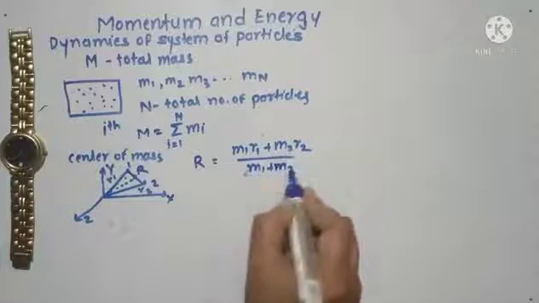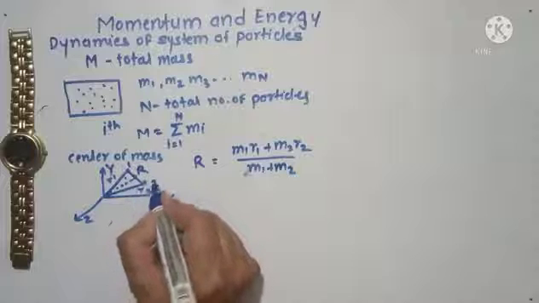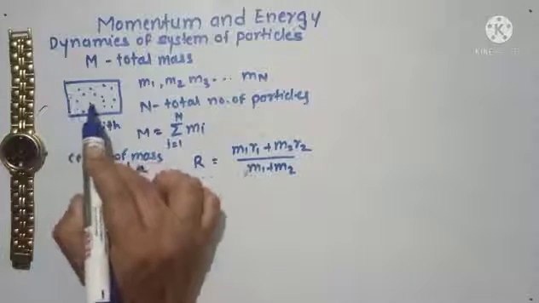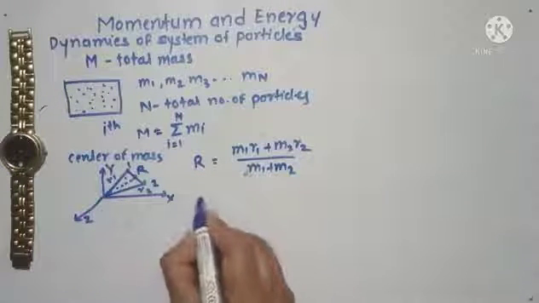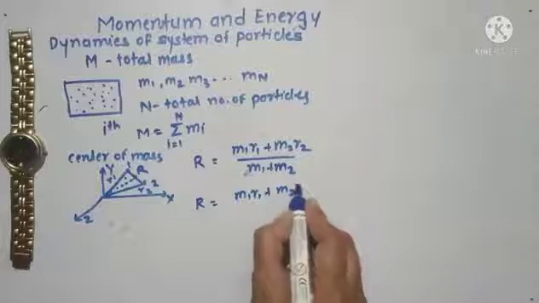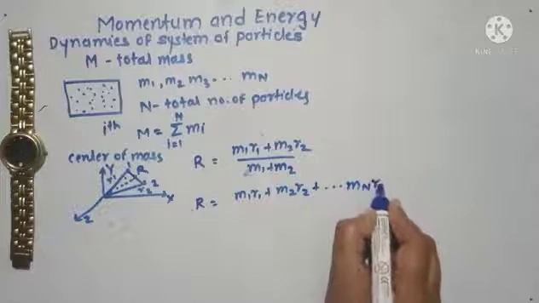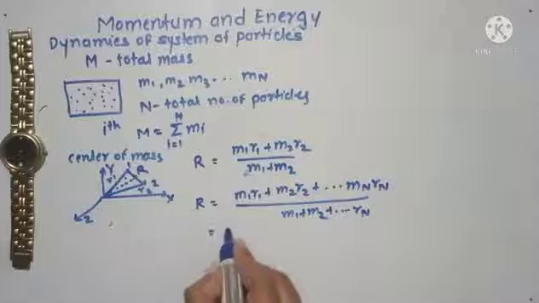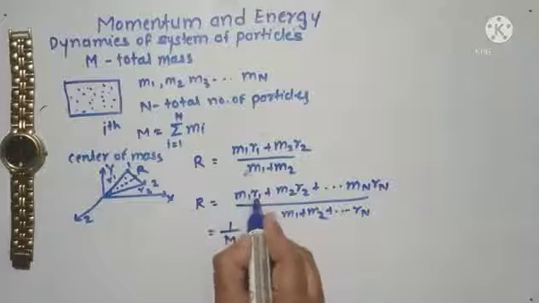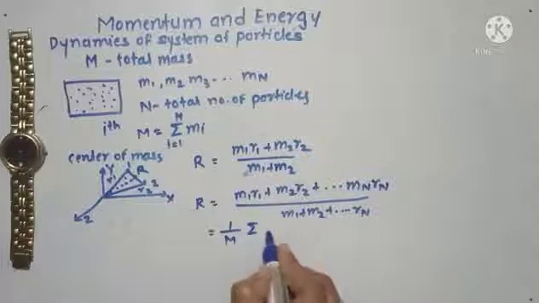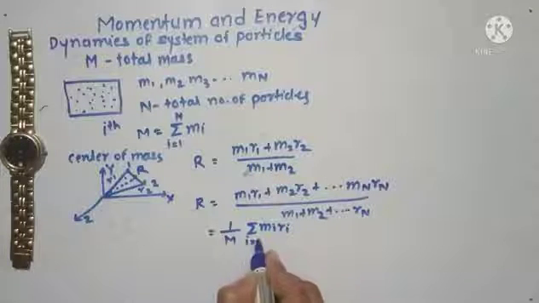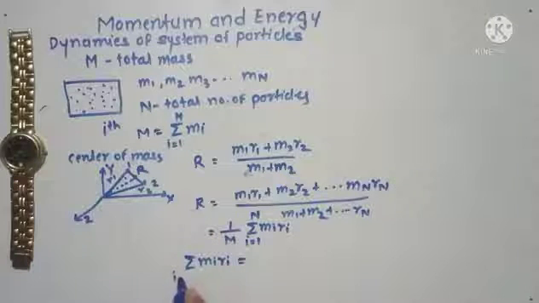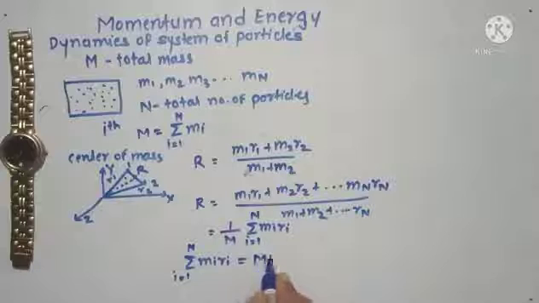upon m1 plus m2. We are considering it for only two particles, but in day-to-day life we are not dealing with a body which has only two particles. So for a general body, R could be given by m1 r1 plus m2 r2 plus up to mn rn upon m1 plus m2 up to mn, which can be written as 1 upon M times the summation of mi ri, where i is running from 1 to n. So that can be given as M into capital R.